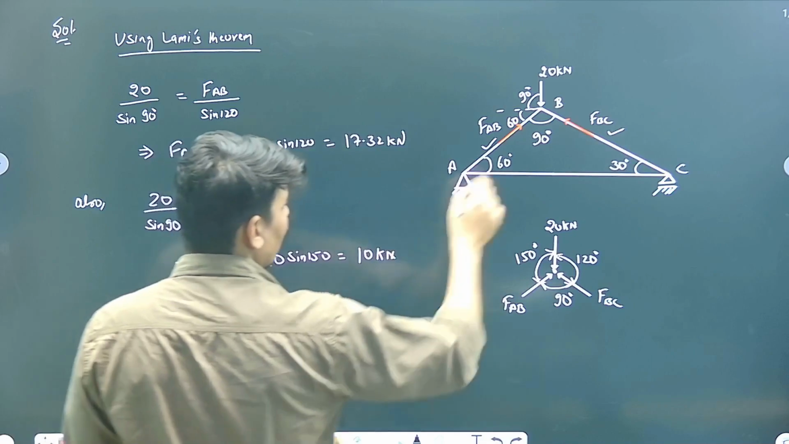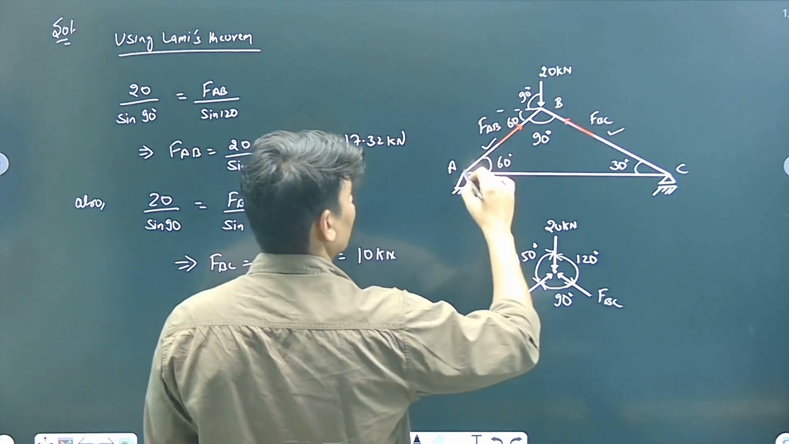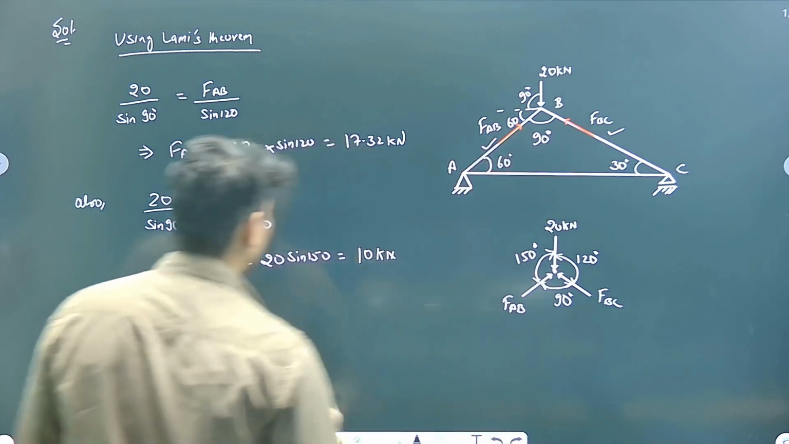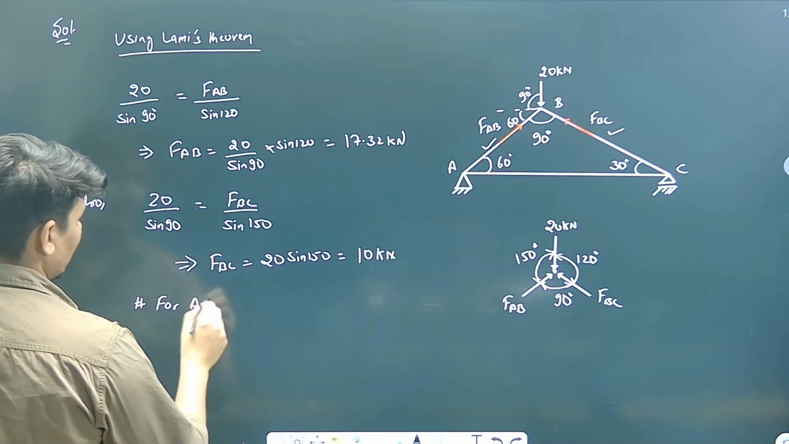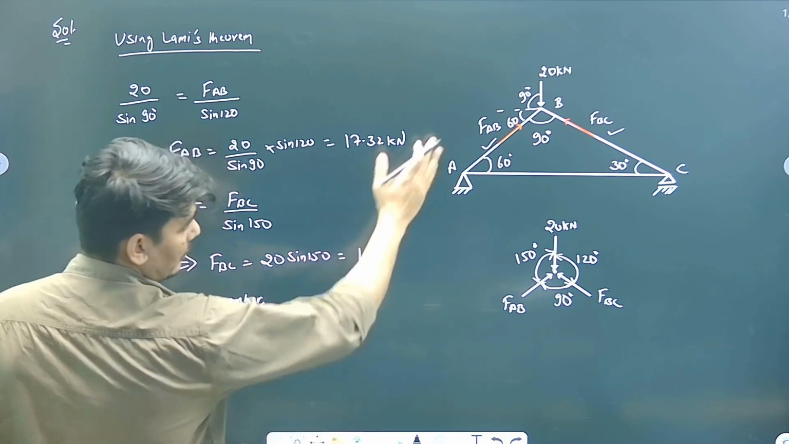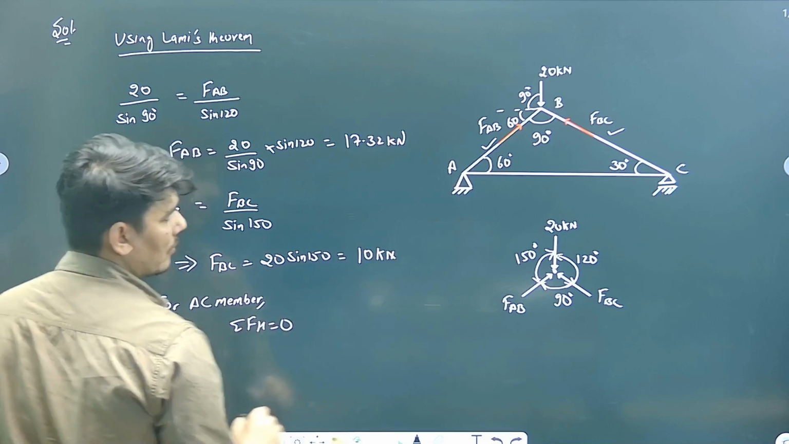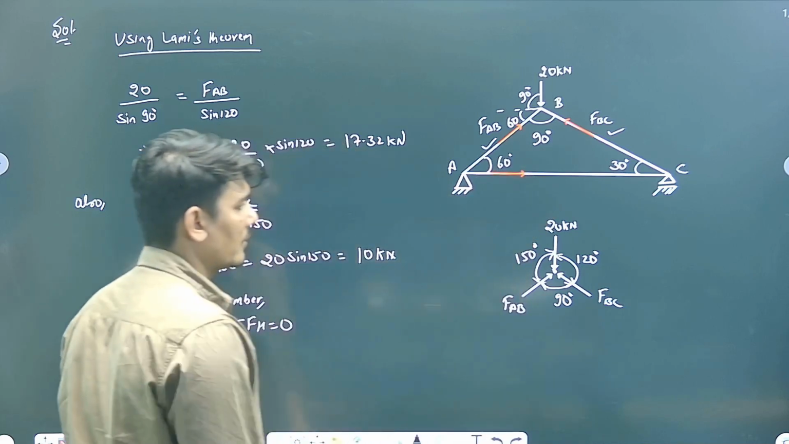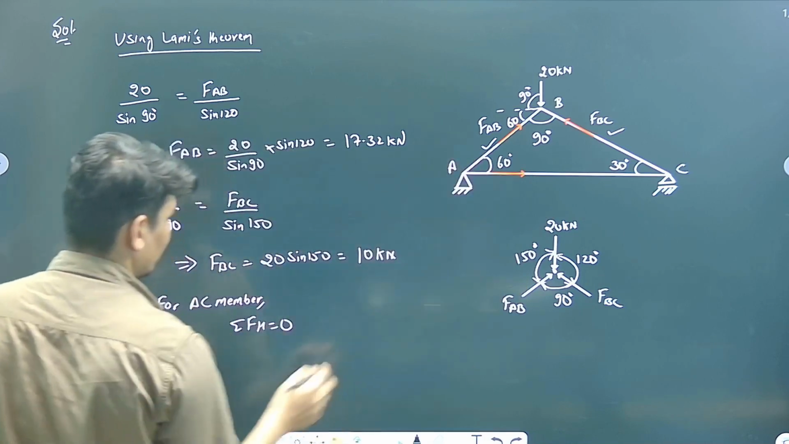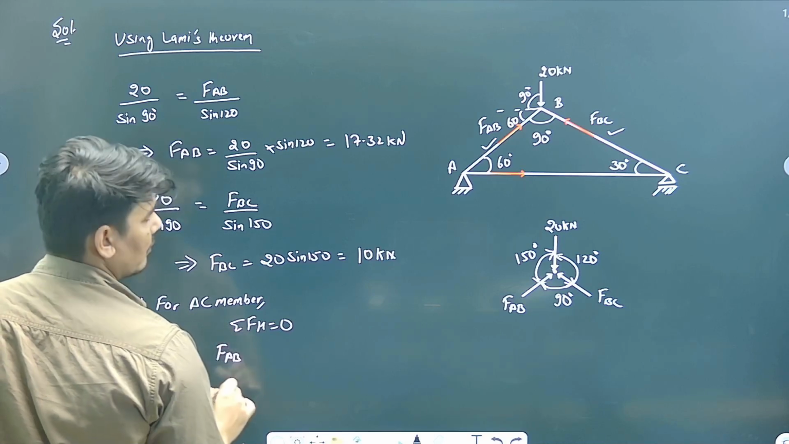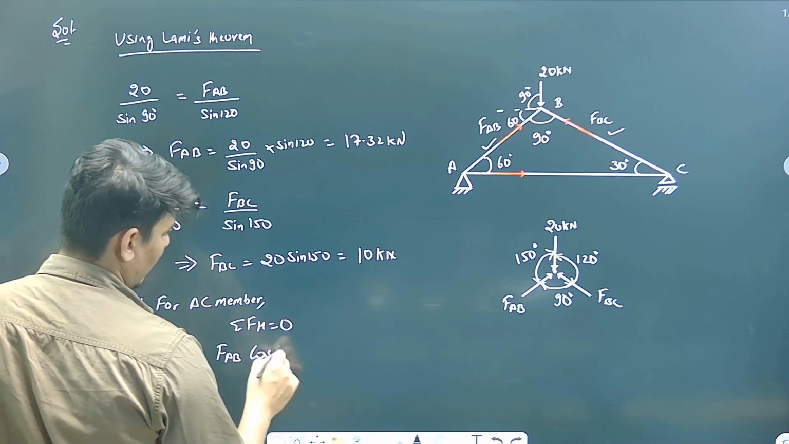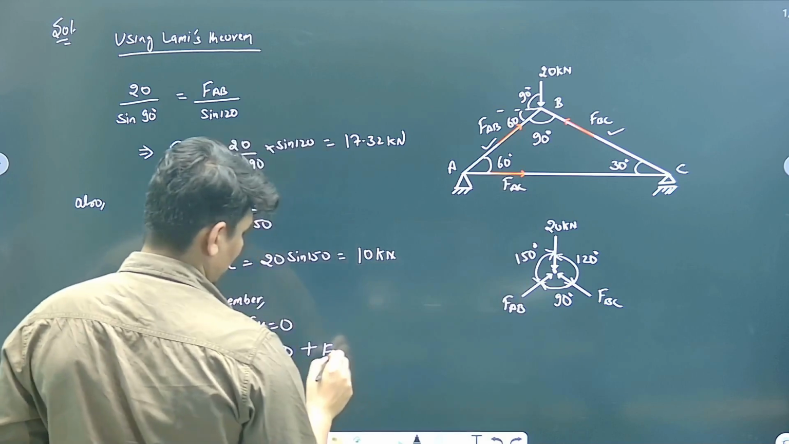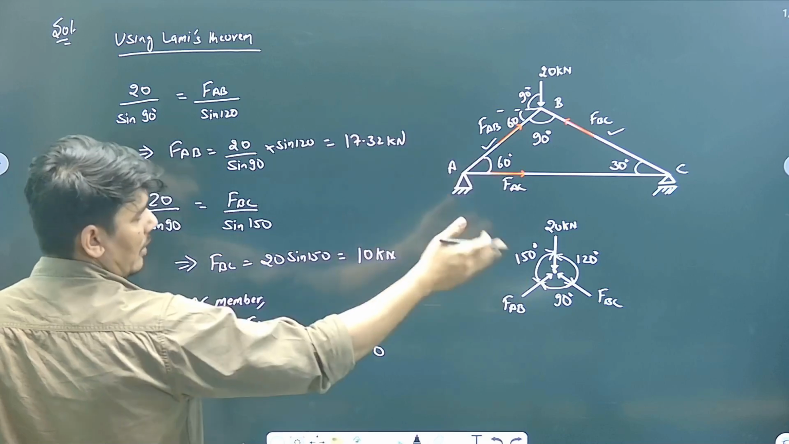How to calculate it? Now see, if this is force in AB member, its horizontal component must be F of AB cos 60, right? So for AC member, the summation of all the forces in horizontal direction would be 0. Now suppose to prevent this, the force is something like this, right? So F of AB cos 60 plus force in AC member will be 0, right? Both are acting on the right hand side.